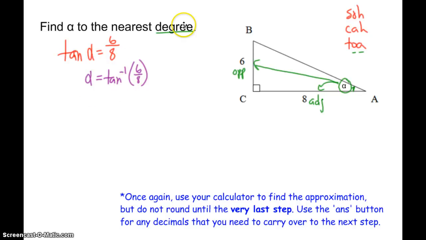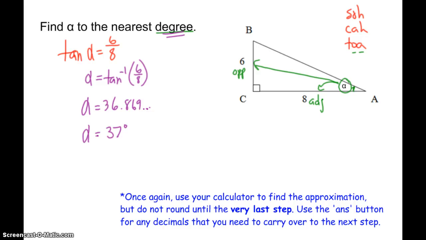And it's going to tell you that alpha is approximately 36.869, etc. So if we round that to 37 degrees, since I want the nearest degree, alpha is 37 degrees.